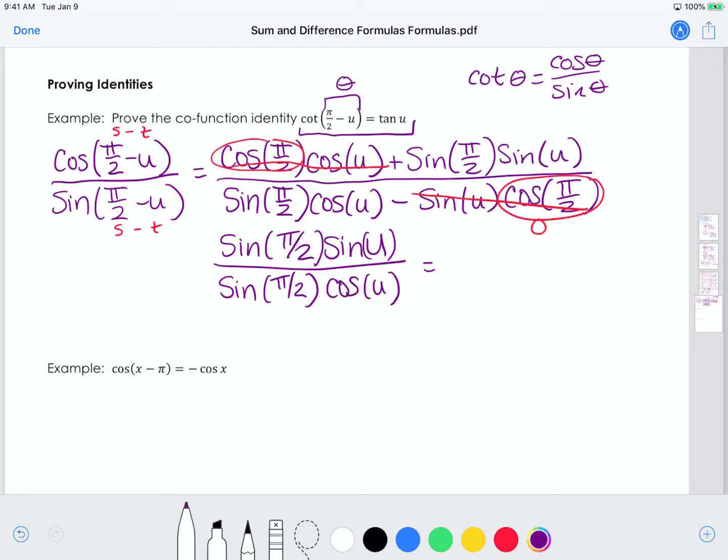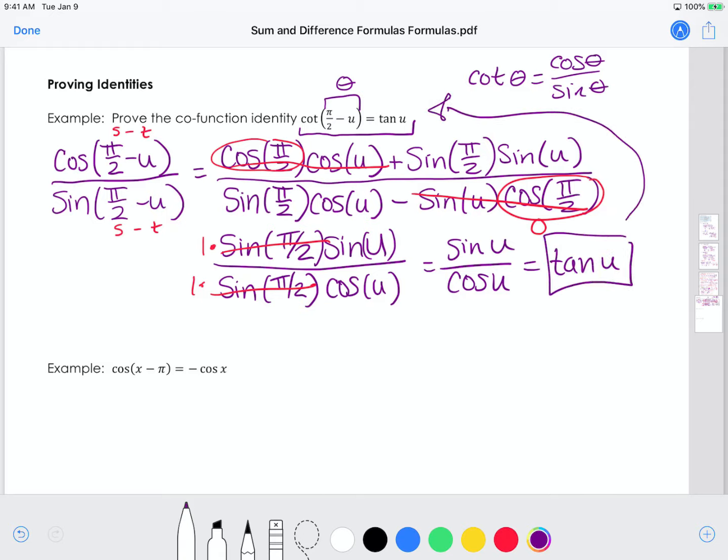Now the sine of pi over 2 is equal to 1. So this I can cross off and replace with the 1. And this I can cross off and replace with the 1. So what I'm left with is sine u, because 1 times sine u is still sine u. And then on the bottom, I'm left with cosine u, because 1 times cosine u is cosine u. And sine over cosine is tangent. So we just proved our cofunction identity for cotangent and tangent.